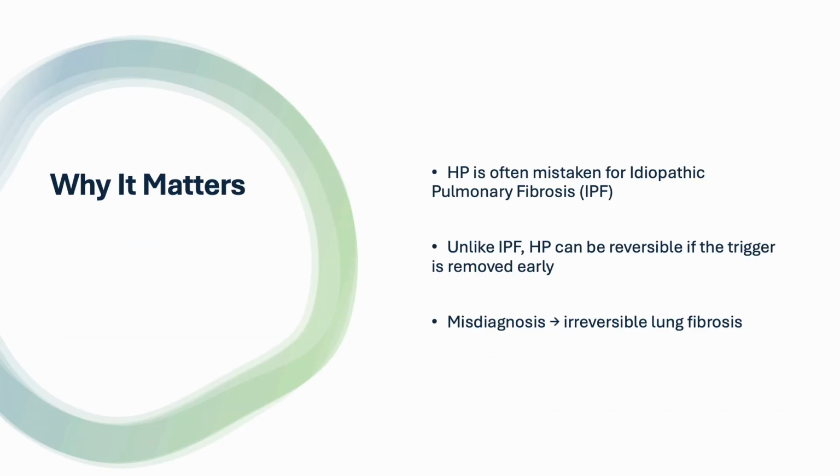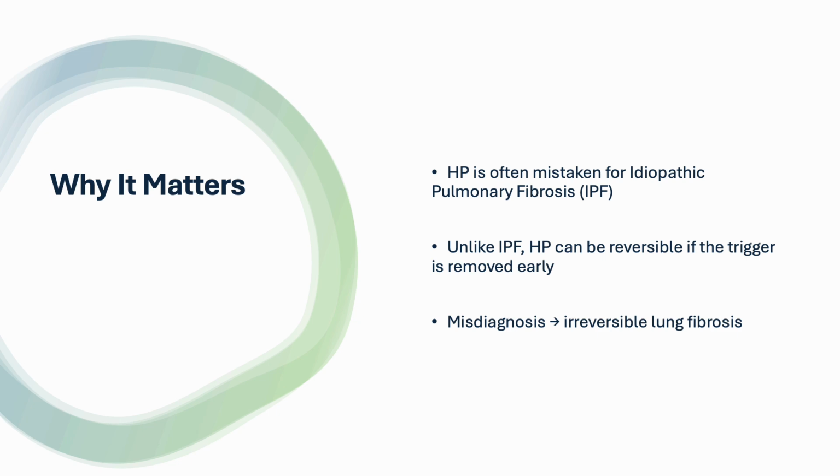So why is it so important to identify the cause or triggers for HP? Because HP is often mistaken for idiopathic pulmonary fibrosis. Although there are distinct CT patterns between IPF and HP, chronic fibrotic HP can often be mistaken for IPF.